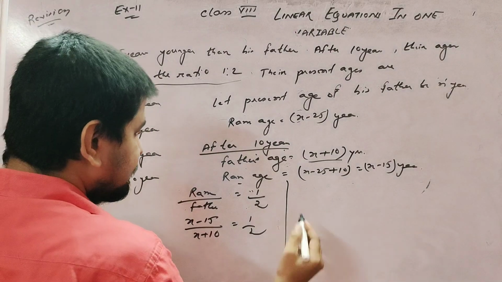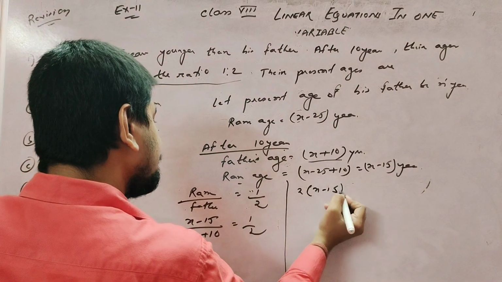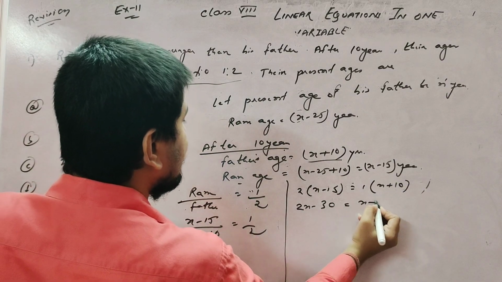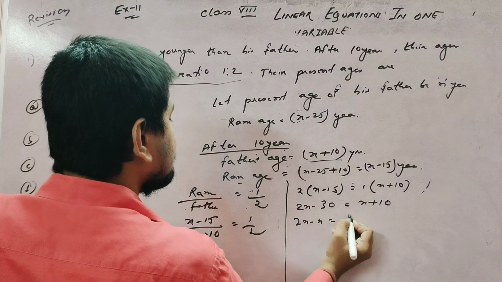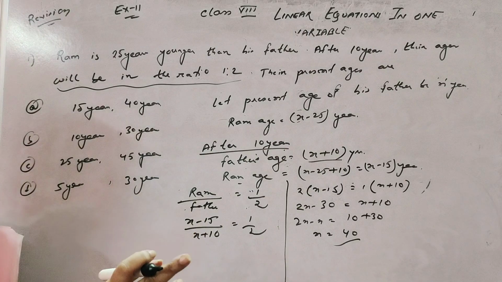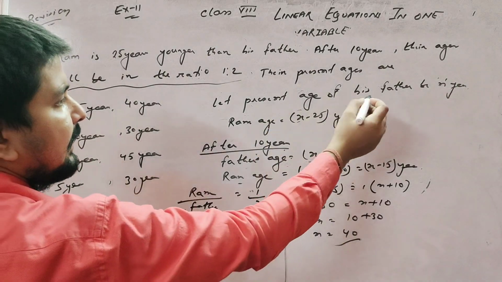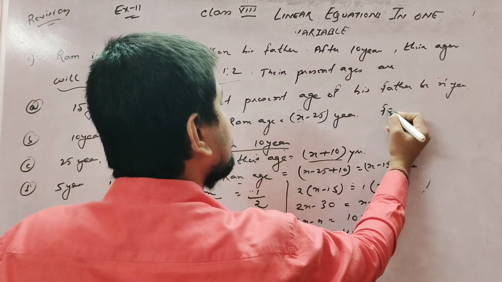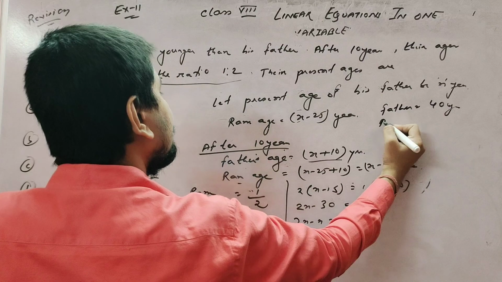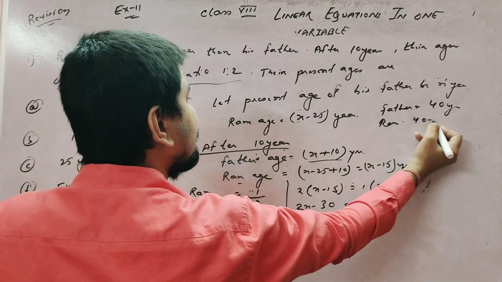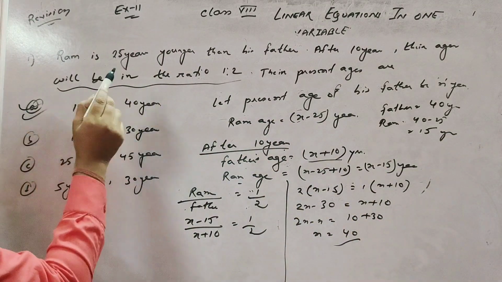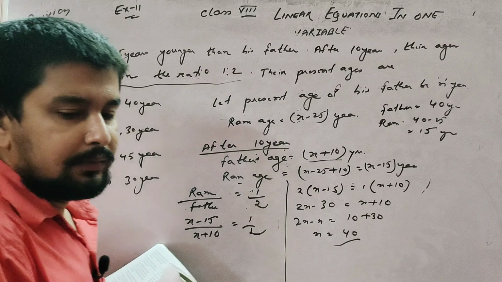So now time for the cross multiplication, that is 2 multiplied by x minus 15 equals 1 multiplied by x plus 10. So 2x minus 30 equals x plus 10. So 2x minus x equals 10 plus 30. Therefore x equals 40. That means his father's age is 40 years, and Ram's age is x minus 25, that is 40 minus 25, which is 15 years. So the option is 15 and 40, this one. Okay, note.